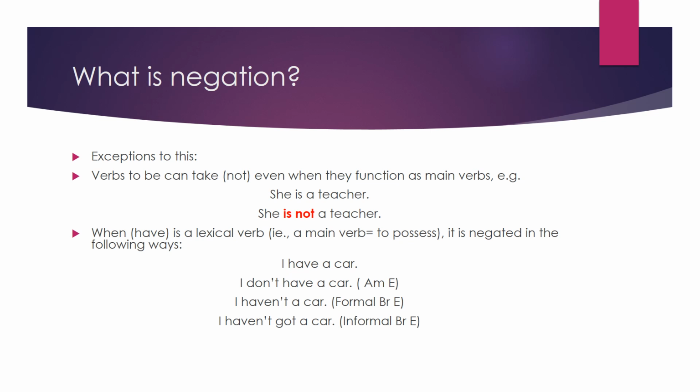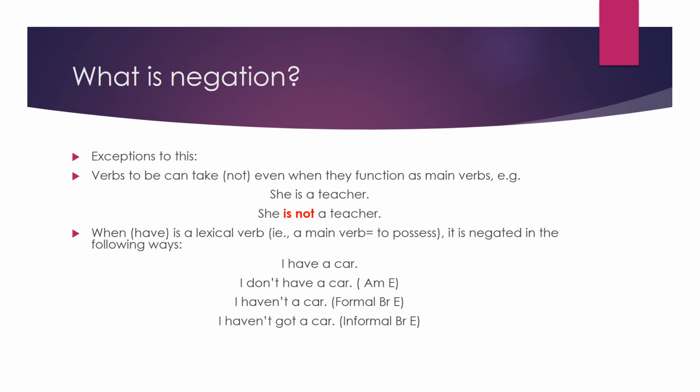So for example, when we say she is a teacher, the main verb in this sentence is the verb to be, and in this case we can add the not to the verb to be, is, and the sentence becomes negative. So she is a teacher, the negative is she is not a teacher. Another exception is found when your main verb is the verb have, and here the verb have is going to play the role of a lexical verb, a main verb, especially when it has a meaning to own or to possess. In this case, there are three different forms of negating such a verb.